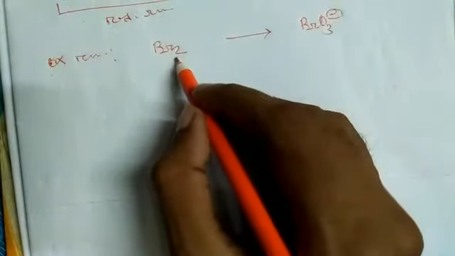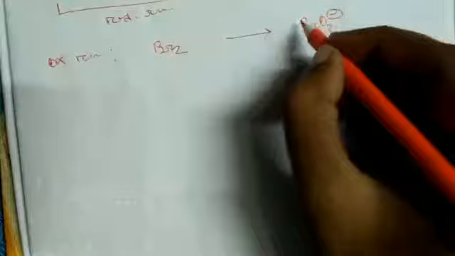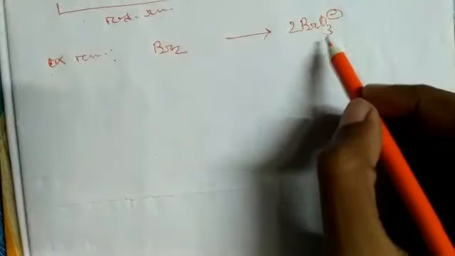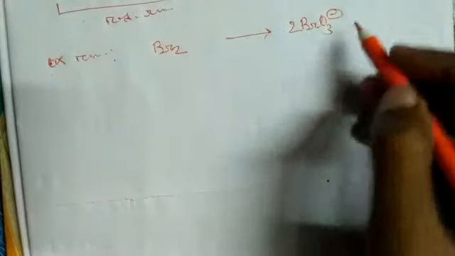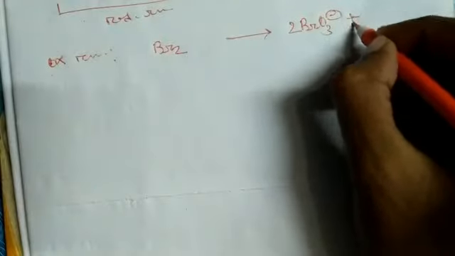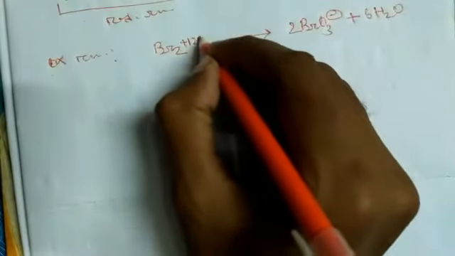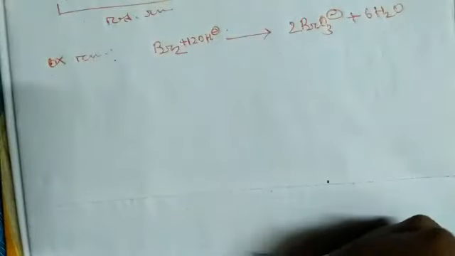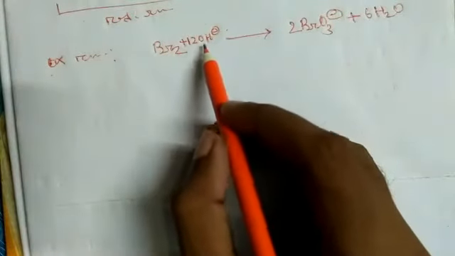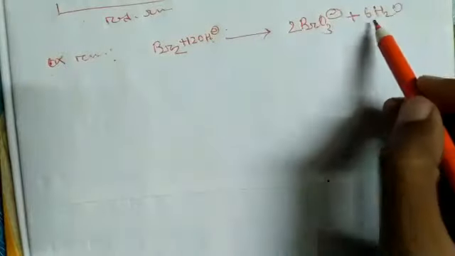Here the number of bromine is 2, but here it is 1, so we have to multiply by 2. Now we have to balance the number of oxygen or hydrogen. As here there is oxygen, we first balance the number of oxygen. That is, here there are 6 oxygen, 3 into 2, that is 6 oxygen. So we have to add 6 water molecules and double the number of OH minus, that is 12 OH minus here. Now we can see that the number of hydrogens is also the same, that is 12 hydrogens here and 6 into 2, 12 hydrogen here.